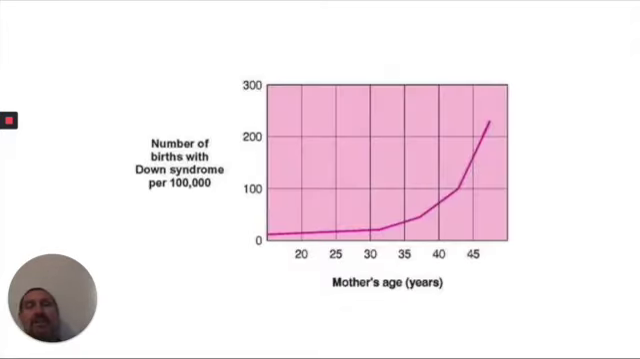The chances of this happening, this process is called non-disjunction, the chances of it happening goes up with the mother's age. The older the mother, the more likely there's going to be a problem with non-disjunction. So hopefully that kind of helps you understand a little bit about mitosis, meiosis, and the case that you're reading about.